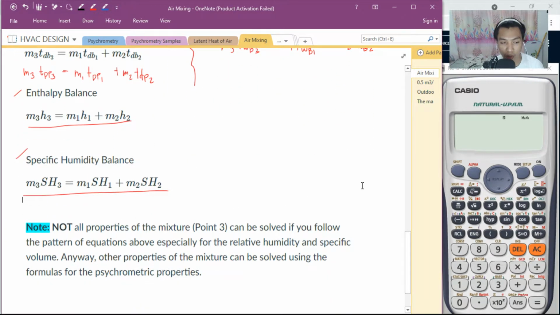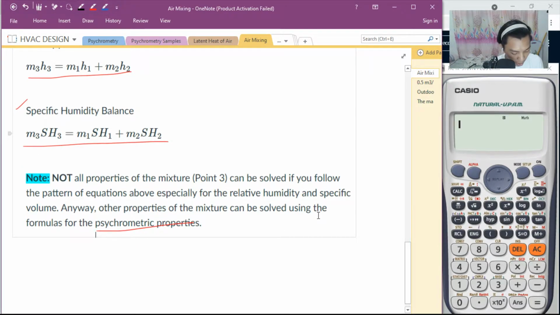Note that not all properties of the mixture at point 3 can be solved if you follow the pattern of the equations above, specifically for the relative humidity and specific volume. Anyway, other properties of the mixture can be solved using the formulas for the psychrometric properties using steam tables and then psychrometric chart. Ngayon, pakita natin yung solving point niya. Mas maganda yung sinasolve natin. Iiwanan ko kayo ng seat work after ko mag-solve nito.